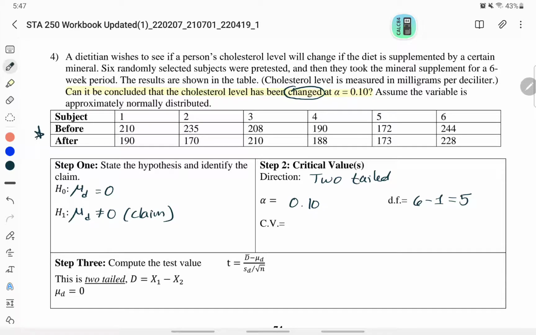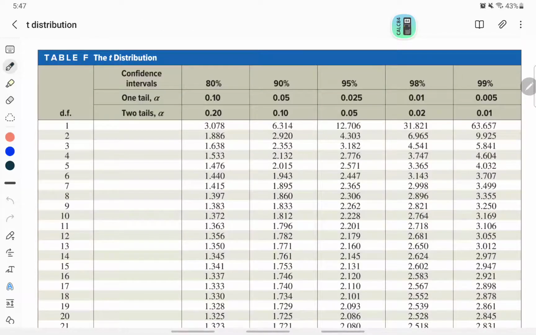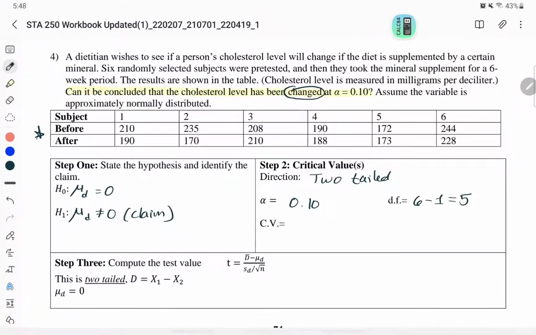Remember, because this is a two-tailed test, the critical value will be positive and negative. On our t-distribution, the degrees of freedom is 5. A two-tailed alpha is 0.10. And that value is going to be 2.015. Therefore, the critical values will be negative 2.015 and positive 2.015.